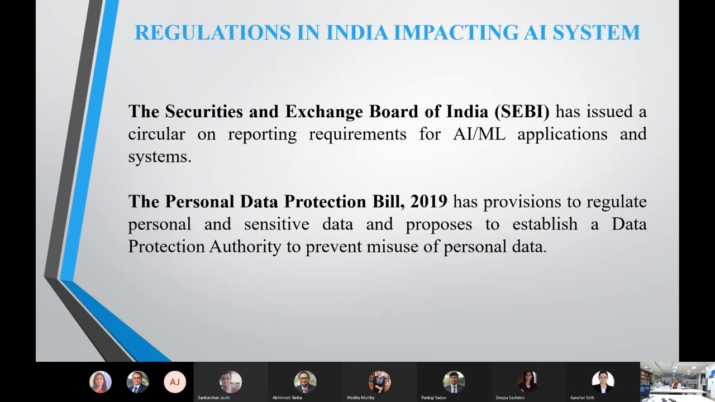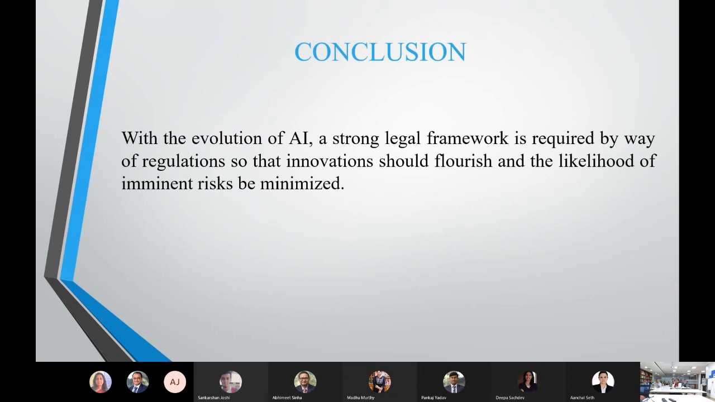SEBI in this case has issued a circular on the reporting requirements for AI applications and systems, though we don't have much. The second one is the Personal Data Protection Bill, which has provisions to regulate the data and proposes to establish an authority. But how far this has been implemented, we have yet to see. Though this is there, I think we still have a long way to go to secure everything, and the concerns regarding AI are there.